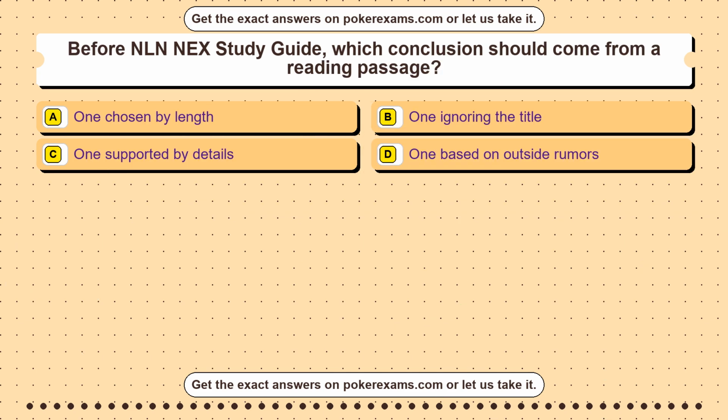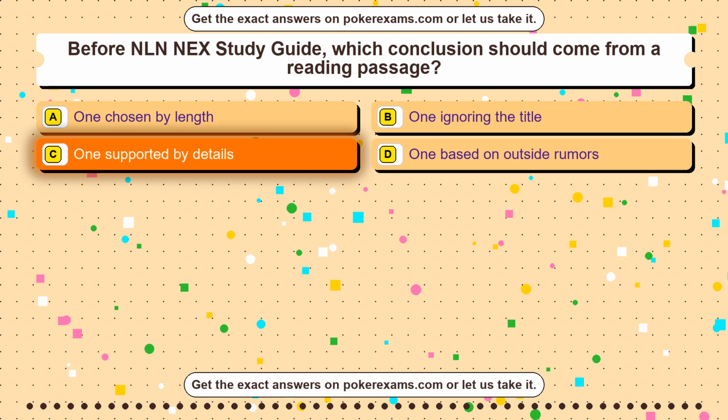Question 35. Before NLN NEX Study Guide, which conclusion should come from a reading passage? Option A. One chosen by length. Option B. One ignoring the title. Option C. One supported by details. Option D. One based on outside rumors.